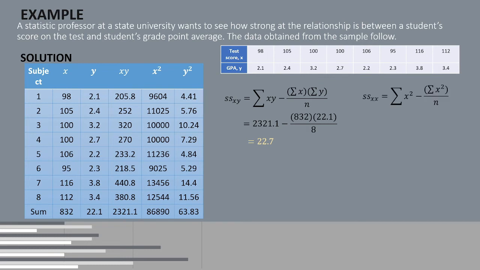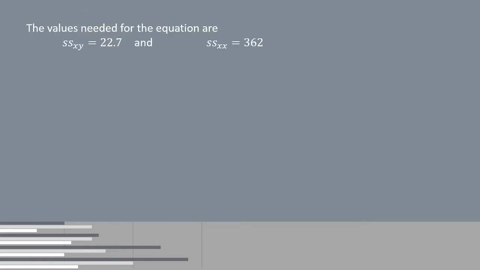Next formula is the sum of squares xx. Now, we know that summation of x squared is 86,890 minus 832 squared divided by 8. Now, our sum of squares xx is equal to 362. So, we have the values of our sum of squares xy and sum of squares xx. Now, the values needed for the equation are these.